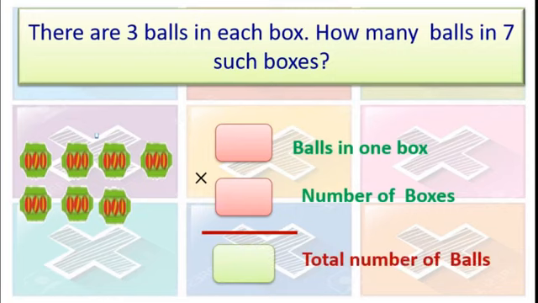Okay, we will fill the box. How many balls are there in the box? 3. Isn't it? How many boxes are there total? 7. So, we will go for the table for 3. 3 sevens are 21. Means altogether there are 21 balls in 7 boxes. Okay?